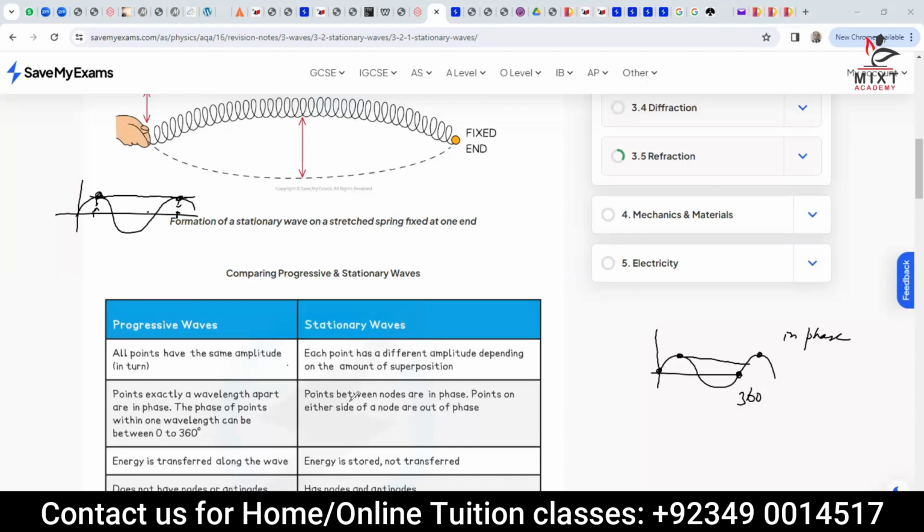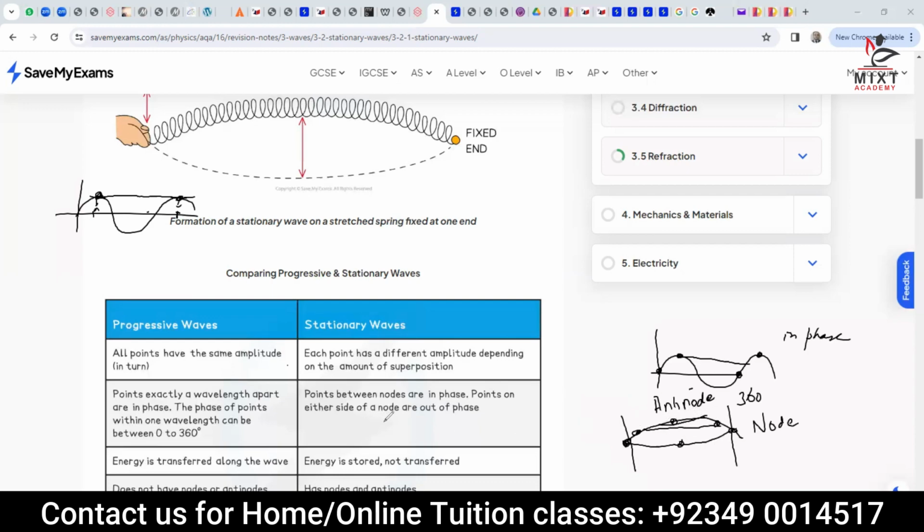On the other side, points between nodes are in phase. Now, this one is very interesting. What are these nodes? This is your wave technically. These points are called nodes, and these points are called antinodes. So points between nodes are in phase. Whatever point is here, they are in phase.